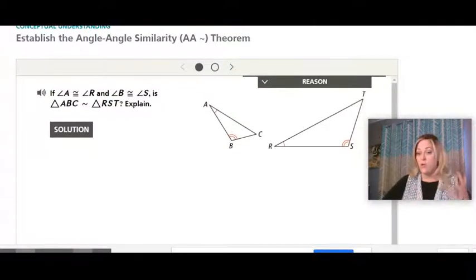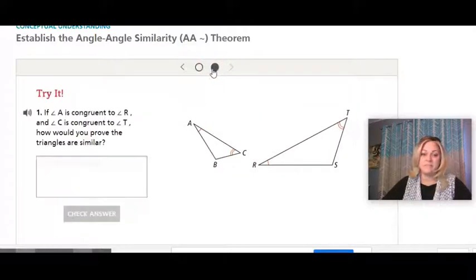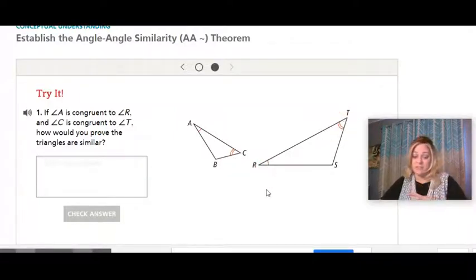Example 1, establishing the angle-angle similarity theorem. So we're going to go over how it works, and then we're going to talk about the actual theorem. If you have two angles, for example A and R, that are congruent, and angle B and angle S are also congruent, go through this solution, and it shows you step by step why those two triangles would be similar just by having two corresponding angles congruent. So try it. If A is congruent to R, and C is congruent to T, would those be similar, even in different locations?